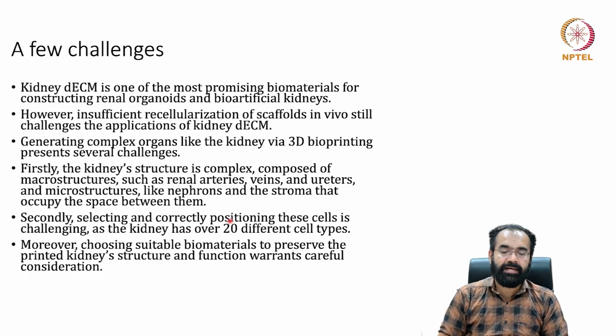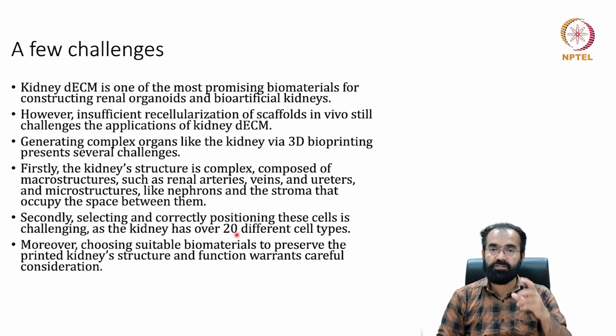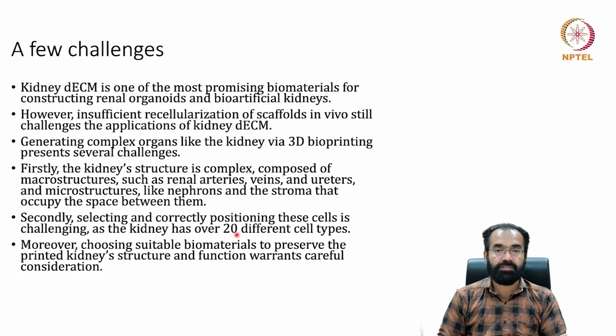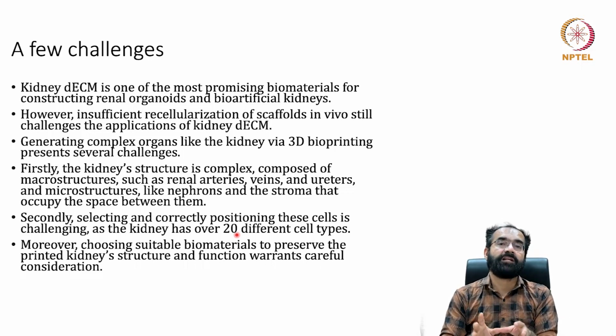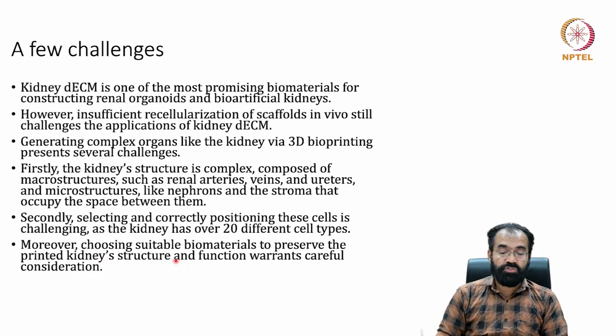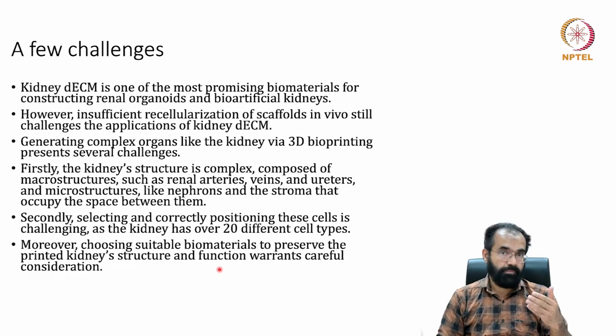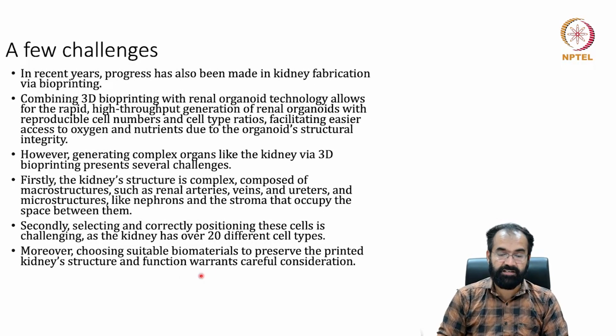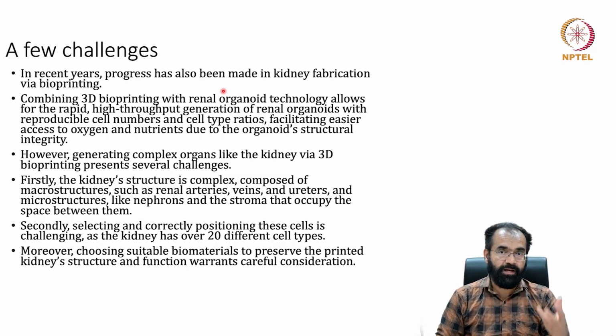Secondly, correct positioning of the cells is challenging, as the kidney has over 20 different cell types. Although it's a small organ, it has 20 different cell types. Not that you put 20 cell types randomly. They have to be arranged in the place where they should be. Moreover, choosing suitable biomaterials to preserve the printed kidney structure and function warrants careful consideration because of future immune rejection, etc. Let us see a few more challenges. In recent years, progress has also been made in kidney fabrication via bioprinting.